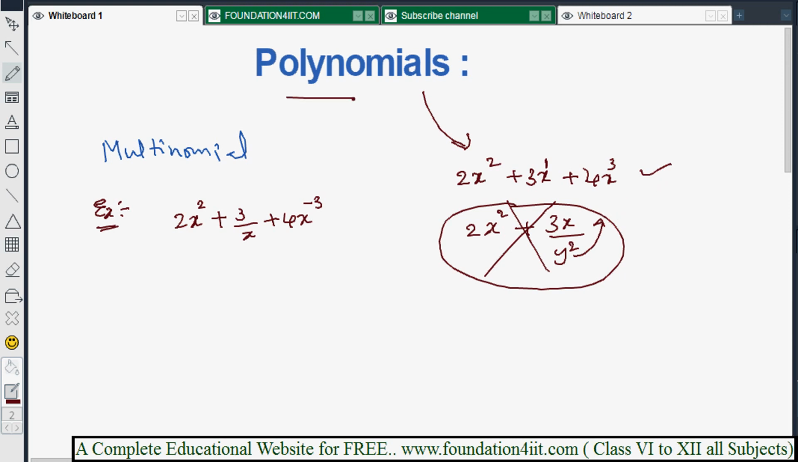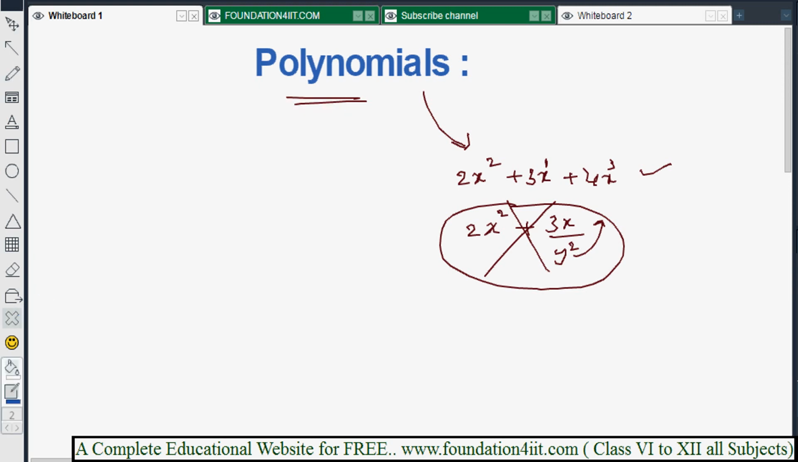A multinomial need not have any restrictions; it is only an algebraic expression containing more than one term. Multinomial is only a combination of terms, but polynomial means along with the combination of terms, the terms should have only non-negative integral powers. Now we'll see the degree of a polynomial. We won't talk about multinomial now; this topic will continue with only polynomials. After getting the concept of the polynomial definition, now we'll see degree.